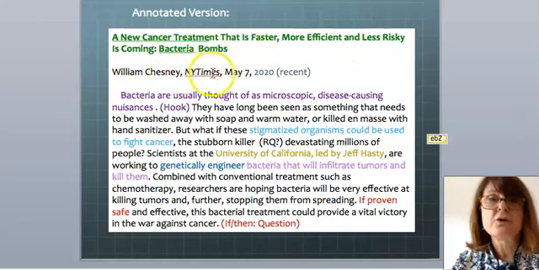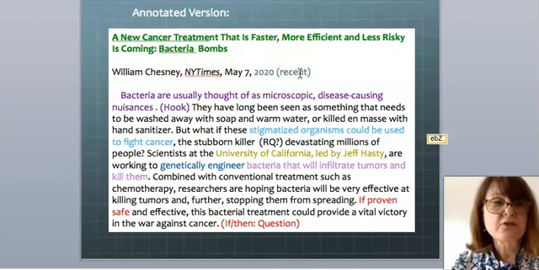Here's the author. You know it's from the New York Times, and you know it's recent. It's from 2020. Science gets old quickly, like milk in your refrigerator. You want to always be looking at the latest information.